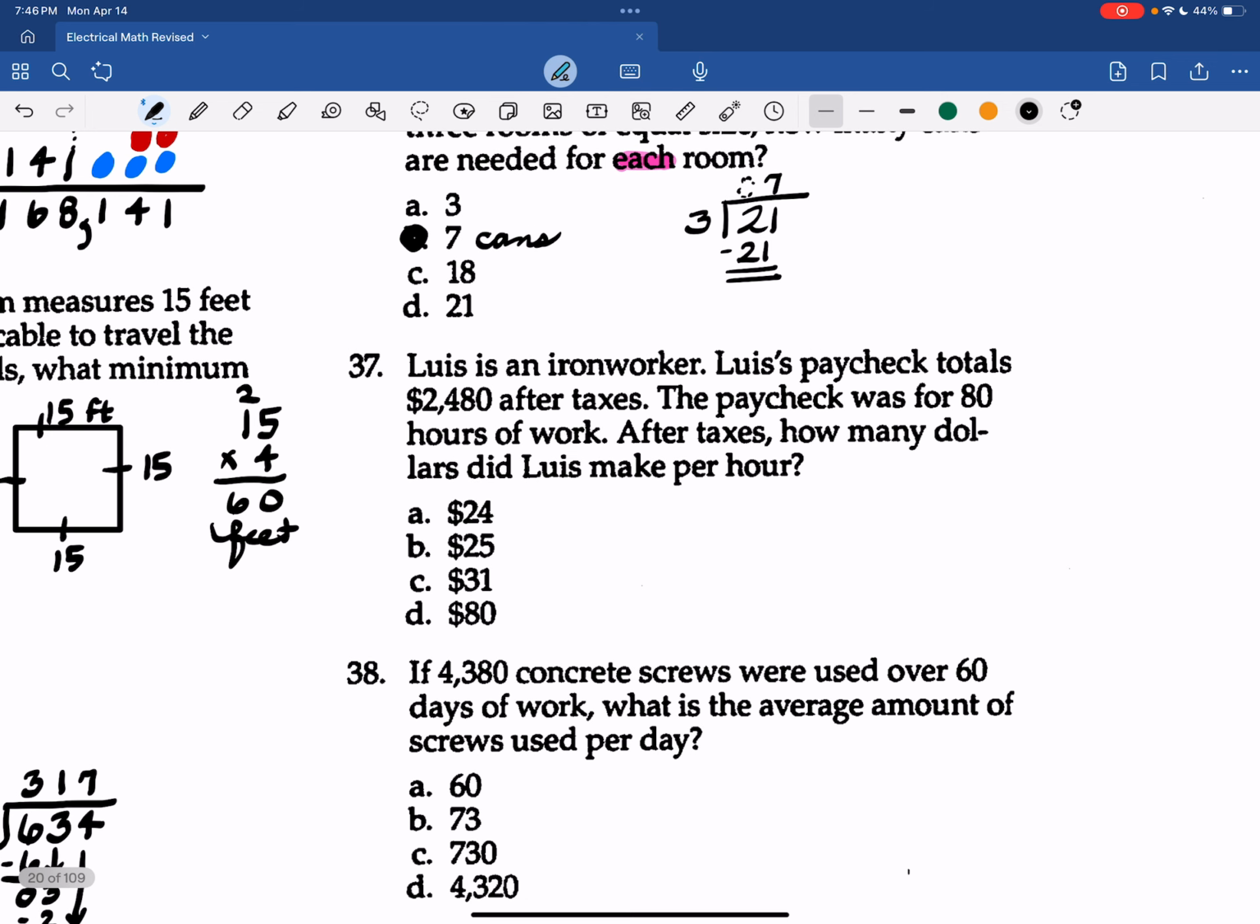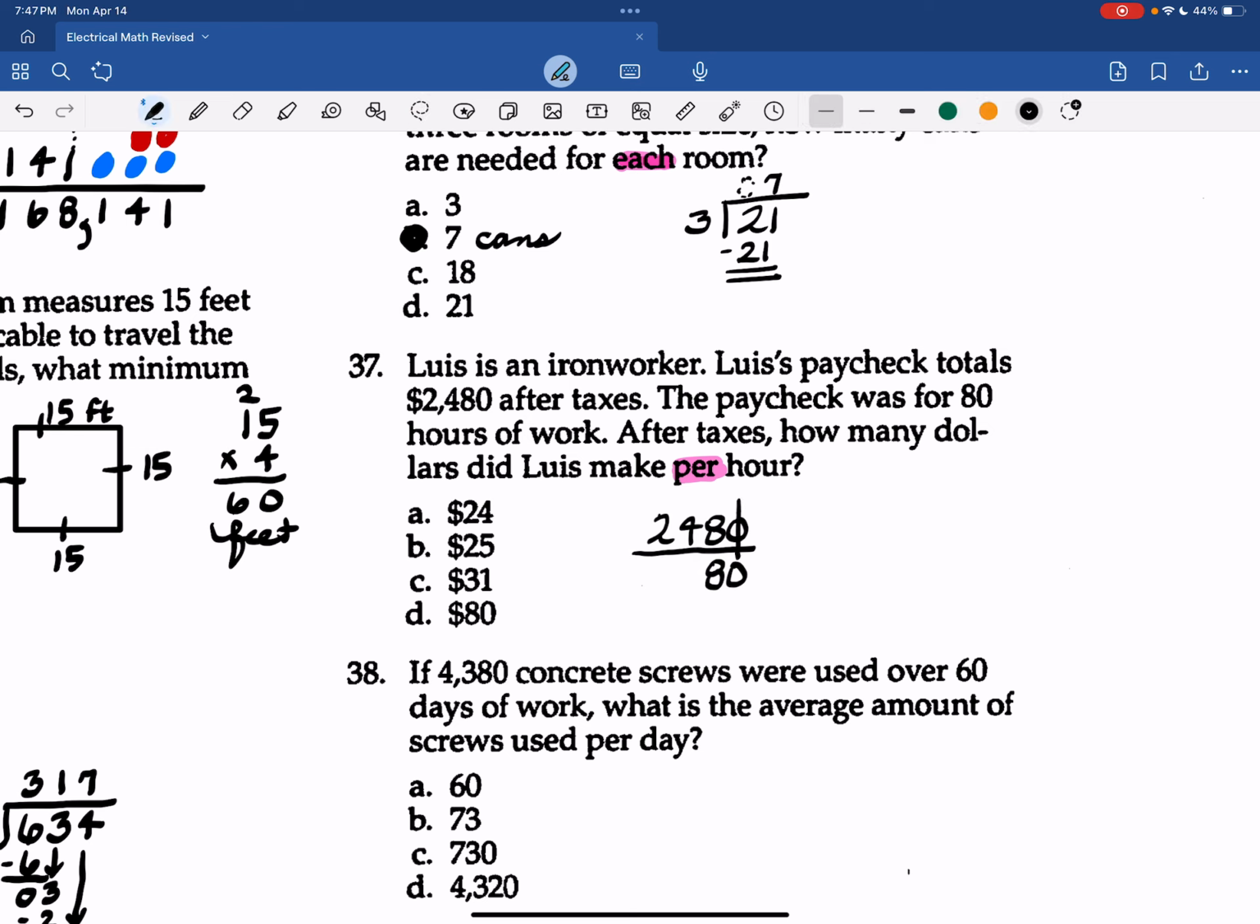Luis is an iron worker. Luis's paycheck totals $2,480 after taxes. The paycheck was for 80 hours of work. After taxes, how many dollars did Luis make per hour? There's your division word. So 2,480 divided by 80. And I'm going to show you a shortcut on this one, and then I'll work it for you longhand. But this is worth knowing.